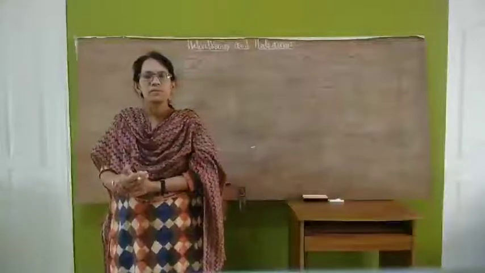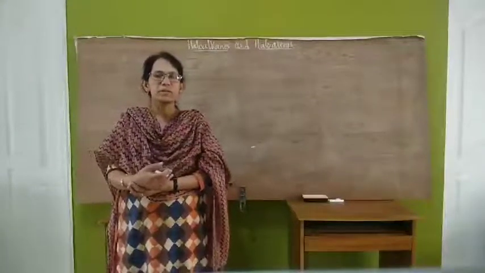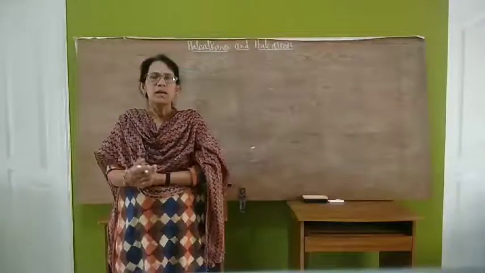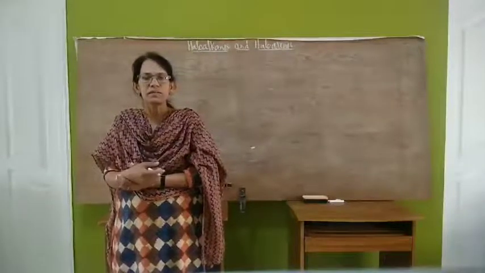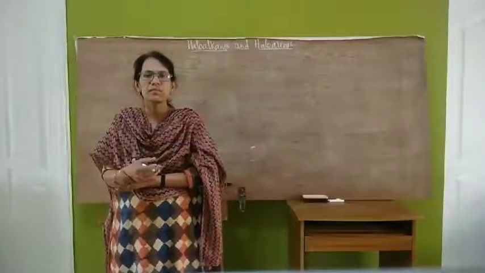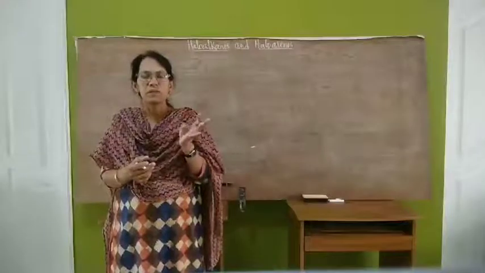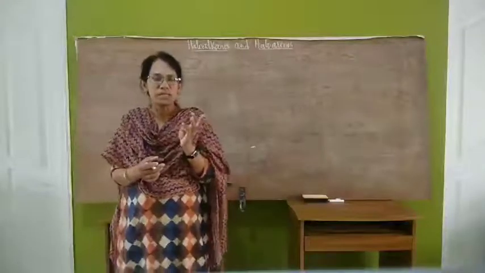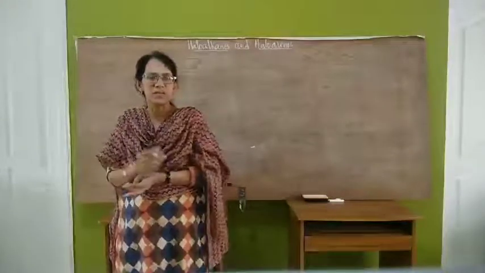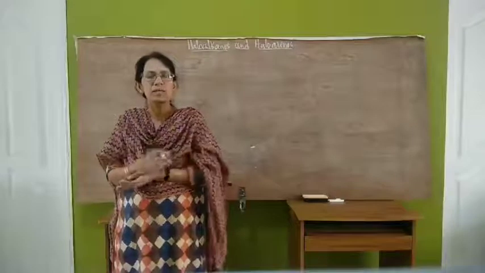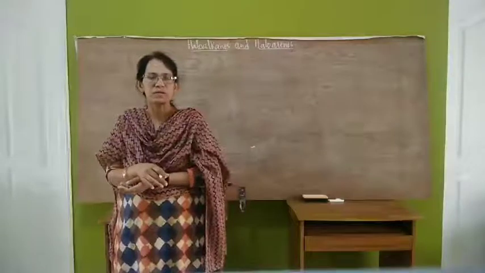Okay students, in the last class you studied about preparation of haloalkanes and haloarenes. In that you studied some methods. The first one is from alcohols, by using haloacids, then by using phosphorus trihalides, then phosphorus pentahalides, and then by using thionyl chloride.